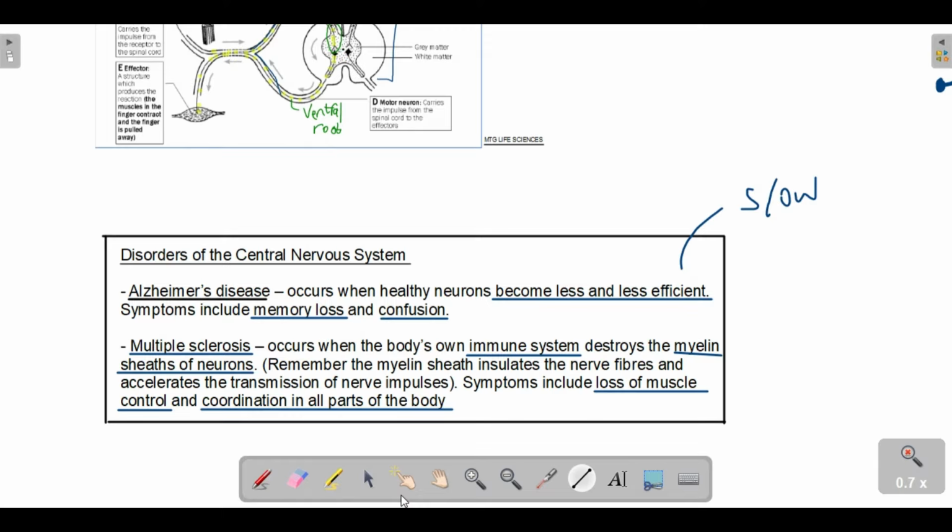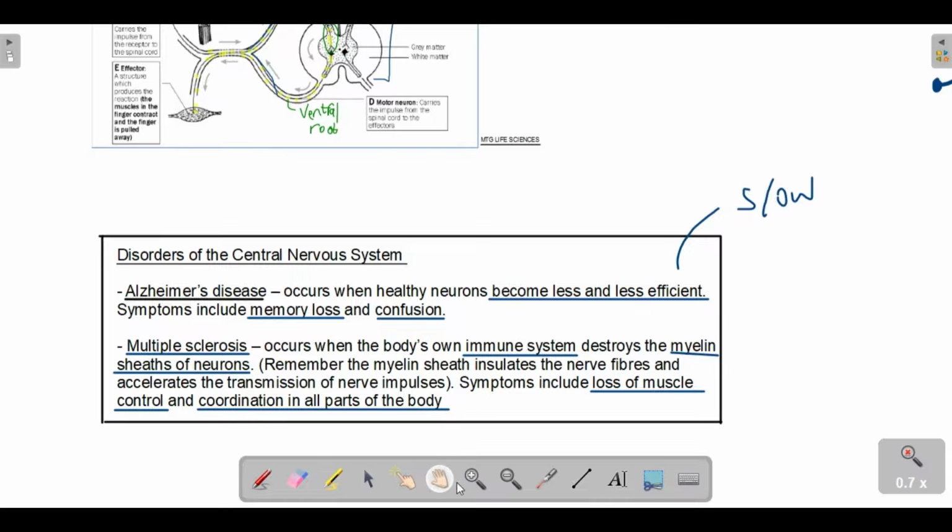So these two are different. Alzheimer's disease has to do with memory loss and confusion. Those are the symptoms. Then multiple sclerosis is the loss of muscle control and coordination of body parts or movements or actions. Okay. So I need you to note the differences between these two guys. In that way, you'll prevent confusing them in the exam.